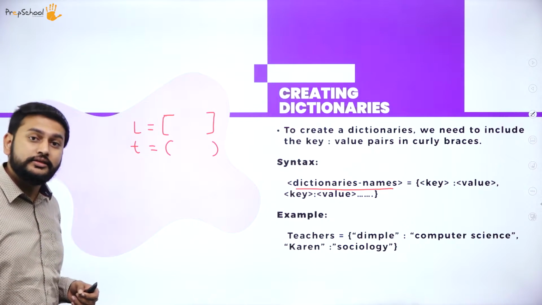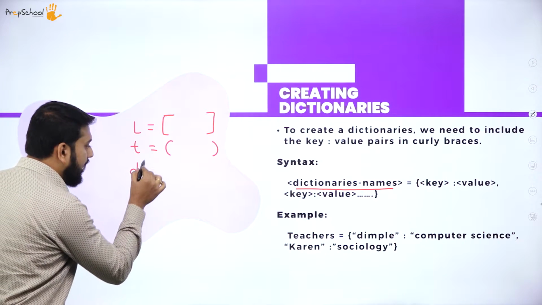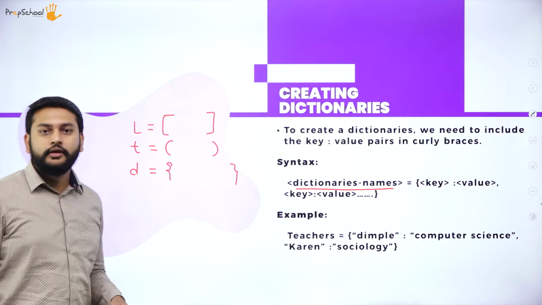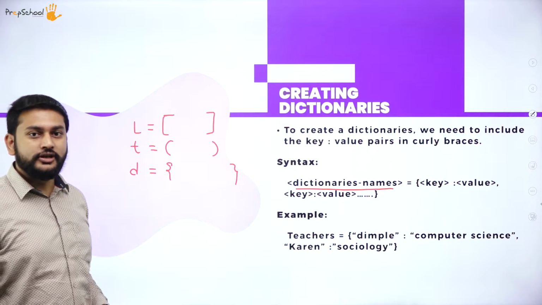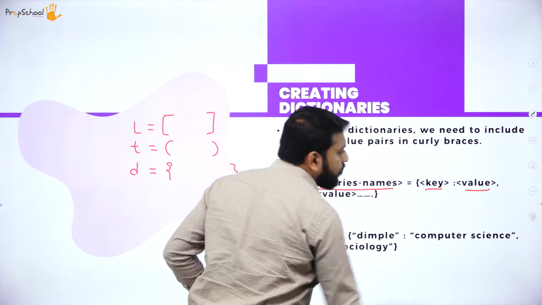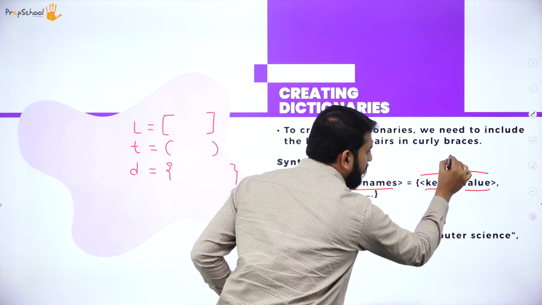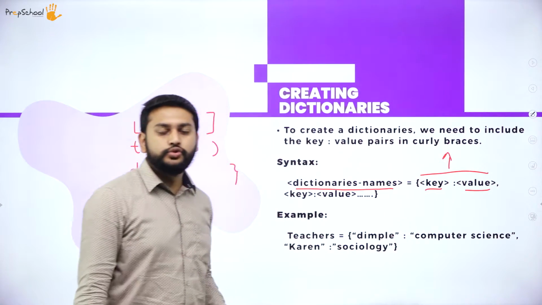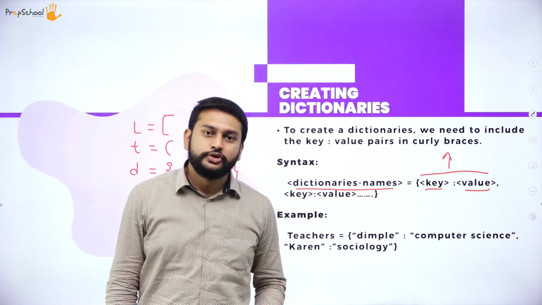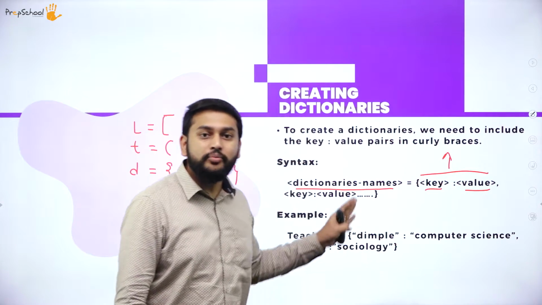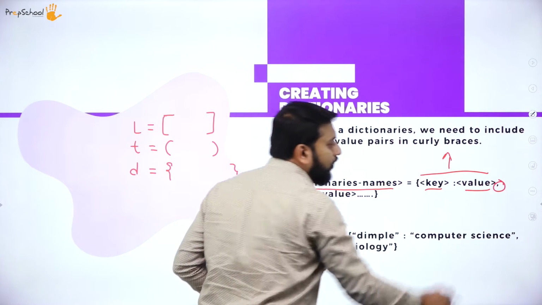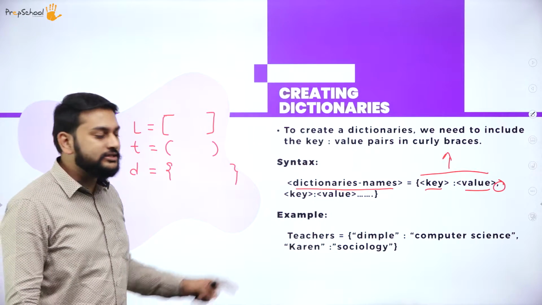Then how do I create the dictionary? I have to write the name of the dictionary and then I have to write the curly brackets. But the speciality of a dictionary is, listen here, I have key as well as values. These two things I will call one pair of key and value. So like this, I can have n number of pairs inside the dictionary. Observe here, I am using the comma. Let's take an example.